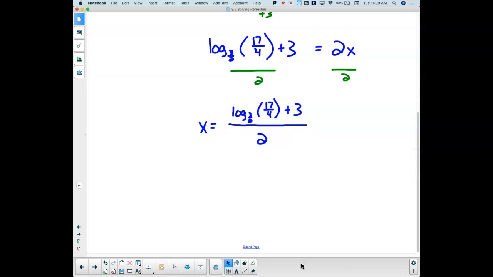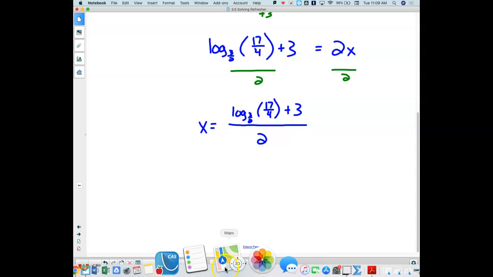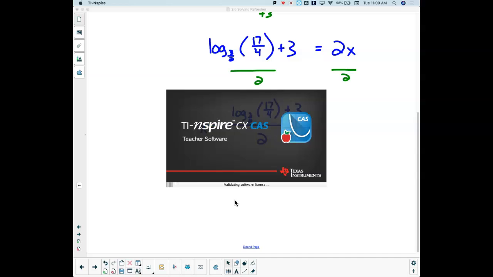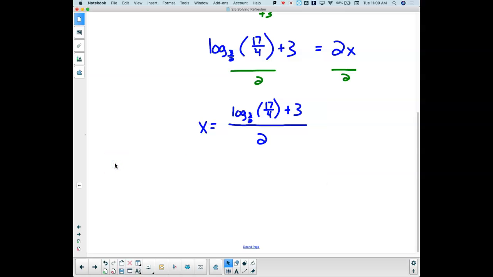Okay? Now we need to calculate that out. Depending upon your calculator is going to depend upon how you type that out. If you have just a regular old scientific calculator, you can do this problem. You're going to go log or natural log, because you got to use the change of base formula. So you're going to go log of 17 divided by 4, hit equals, divide that by the log of 1.5 and hit equals. Then plus 3, hit equals, then divide by 2, hit equals, bam, you get it.